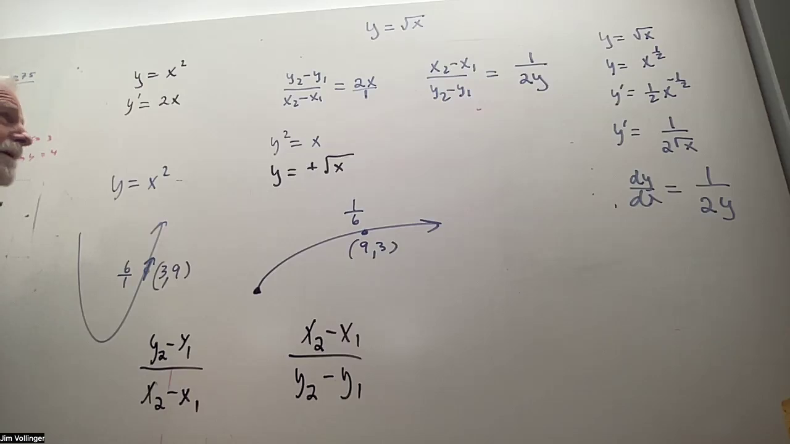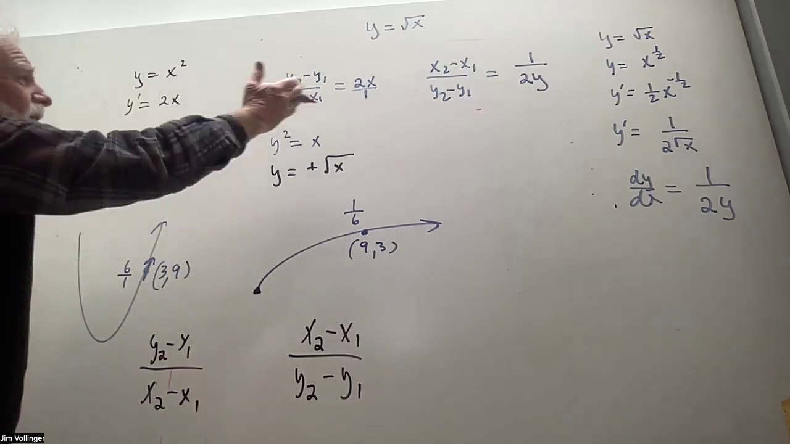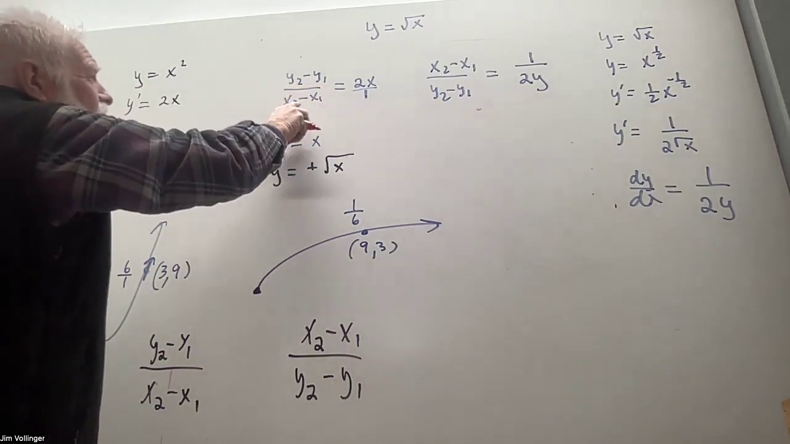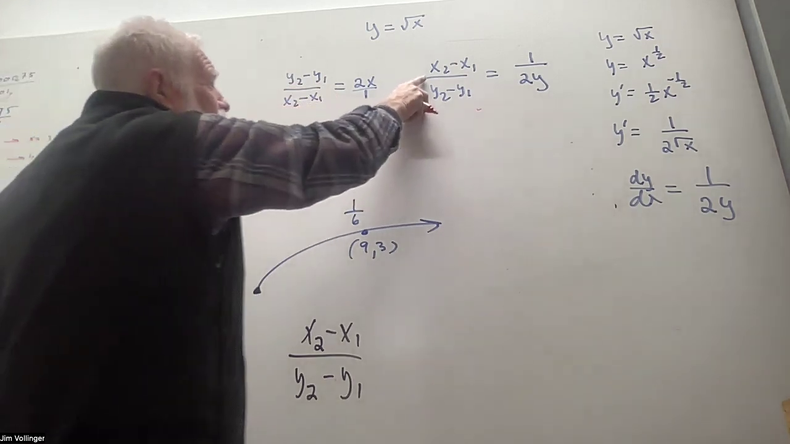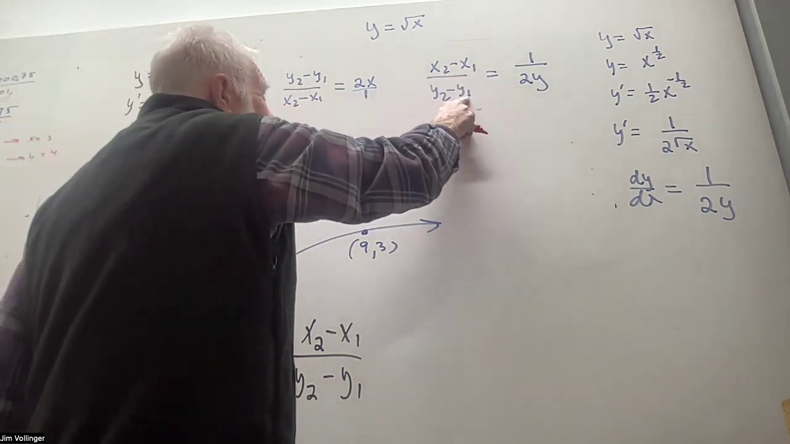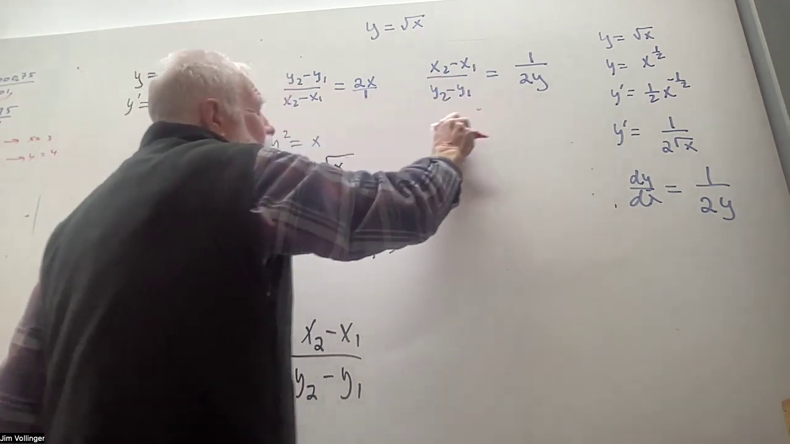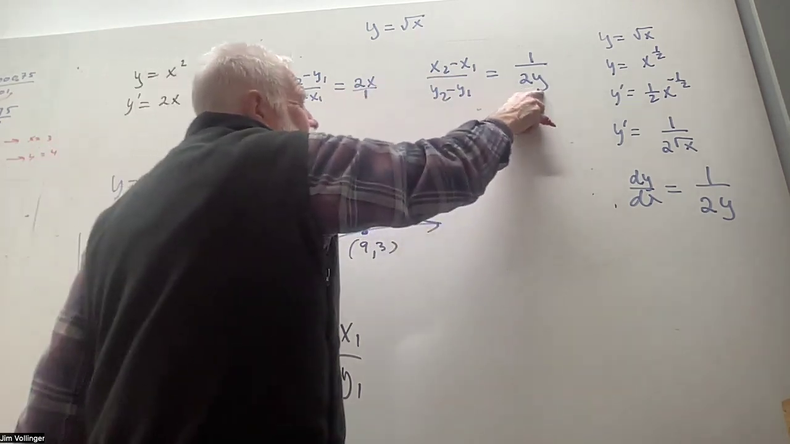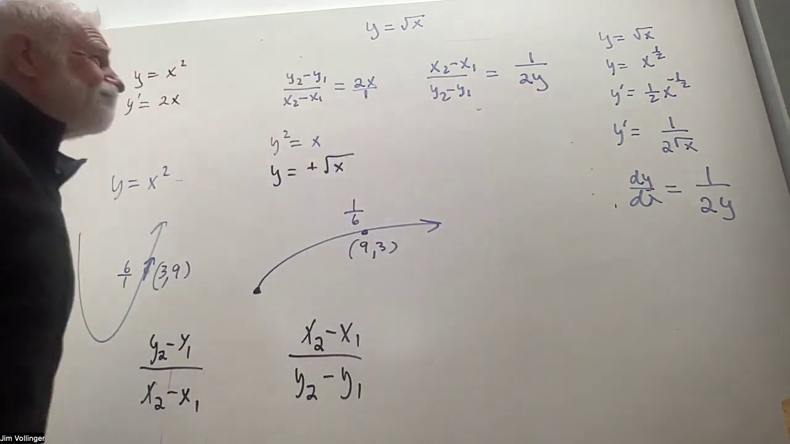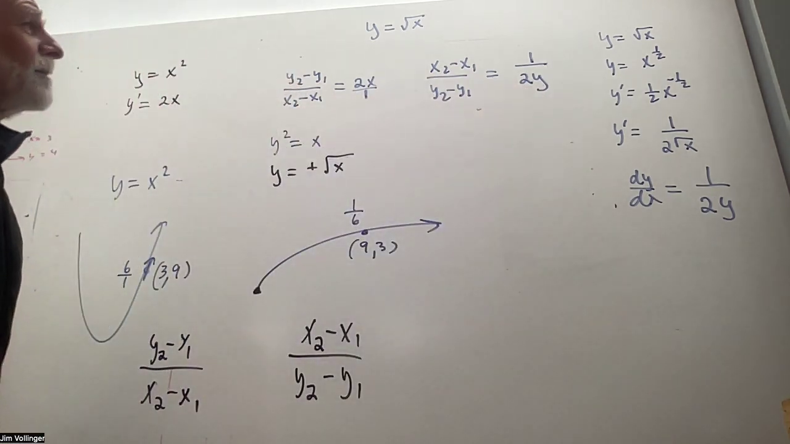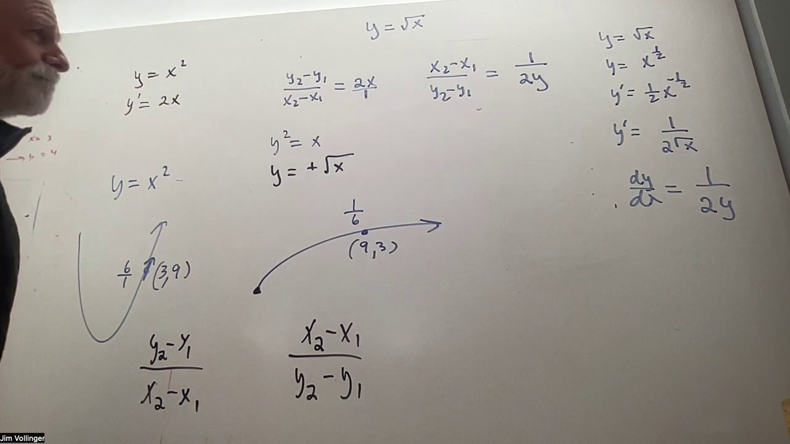Where does that come from? Well, if you switch the x's and the y's, y2 minus y1 over x2 minus x1 gets you x2 minus x1 over y2 minus y1. The inverse of multiplication by 2 is division by 2. And switching the x's and the y's puts the y in the denominator. All right, I hope I haven't misspoken.